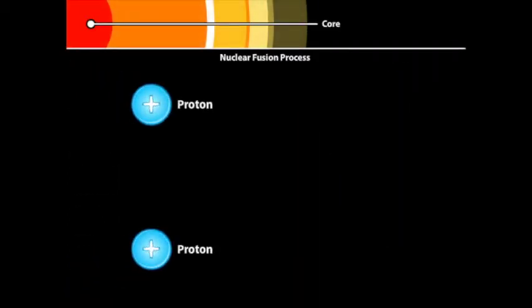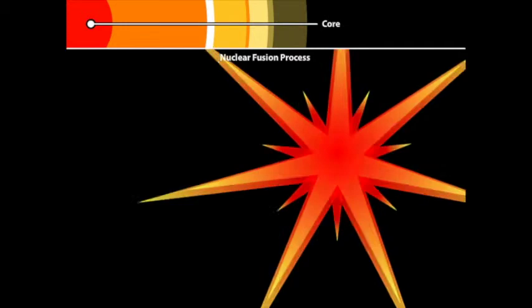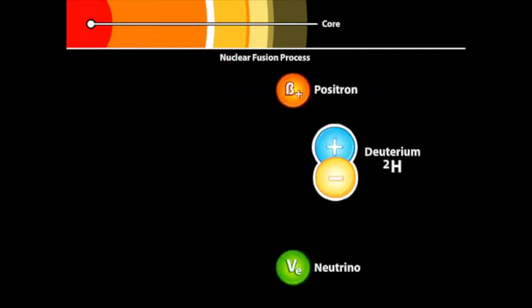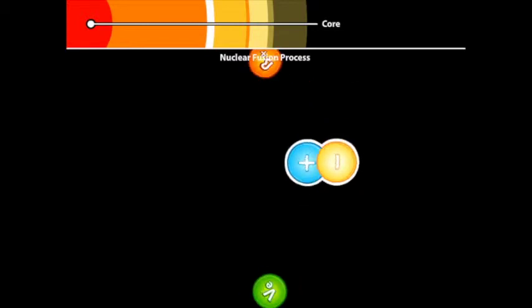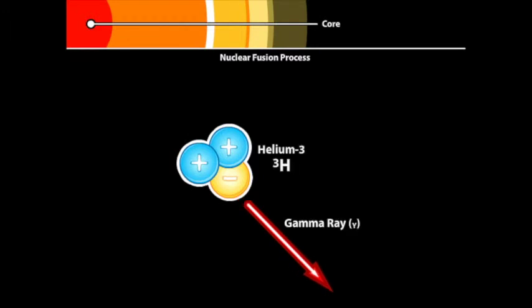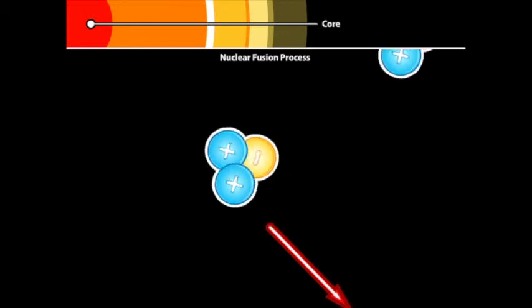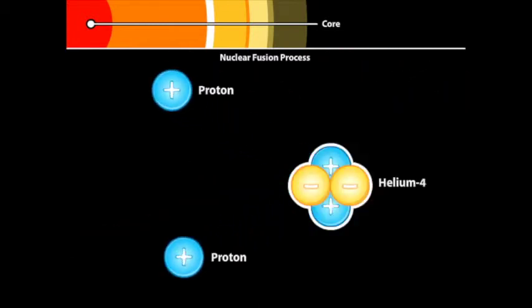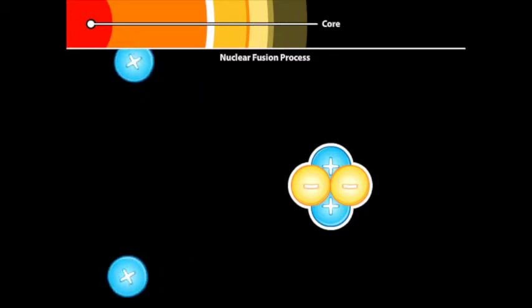The main nuclear fusion reaction in the core of the Sun has 3 stages. First, 2 protons fuse to produce a nucleus of deuterium, releasing energy in the form of a positron and a neutrino. Next, the deuterium fuses with a further proton to produce a nucleus of helium-3 and a high-energy gamma-ray photon. Finally, 2 helium-3 nuclei fuse to produce 1 nucleus of helium-4 and 2 high-energy protons.